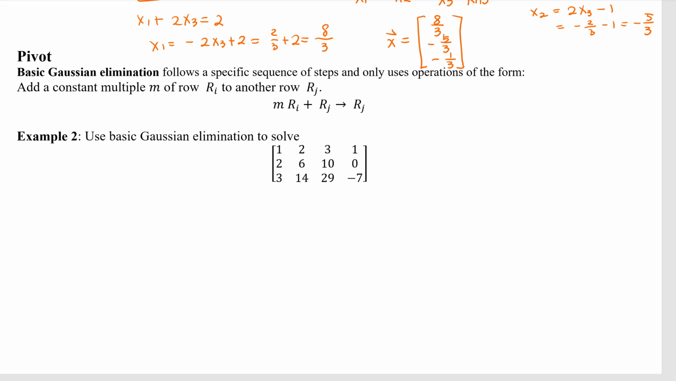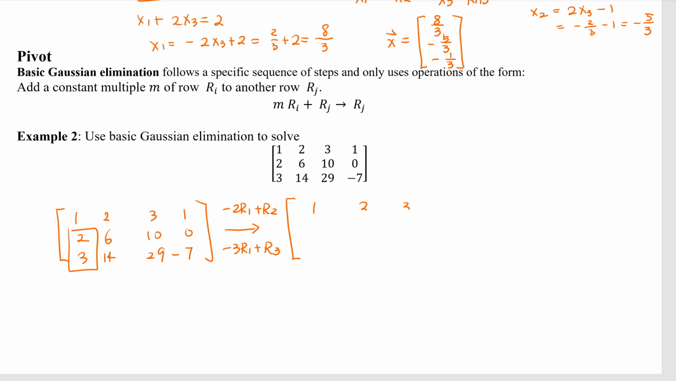And here, let's see. So we start with 1, 2, 3, 1; 2, 6, 10, 0; 3, 14, 29, minus 7. So we use 1 to kill the entry below it. So we use minus 2R1 add to R2, minus 3R1 add to R3.